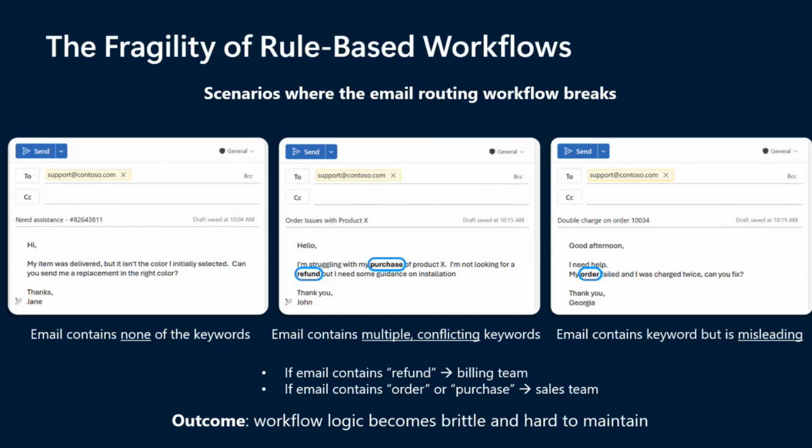What if the email contains multiple conflicting keywords? It contains both purchase, which should send us to the sales team, but it also contains refund, which should send us to the billing team, right? Our workflow would break. And lastly, what if the email contains a keyword, but it's misleading?